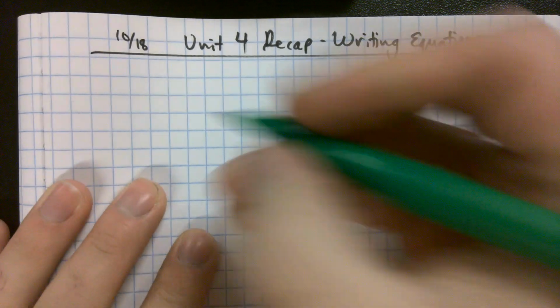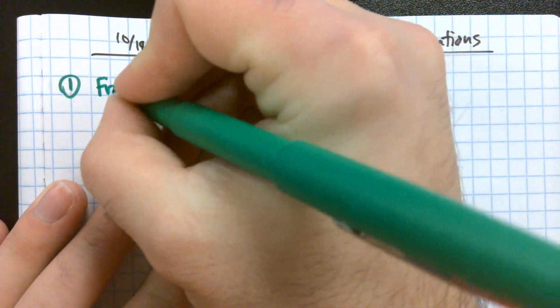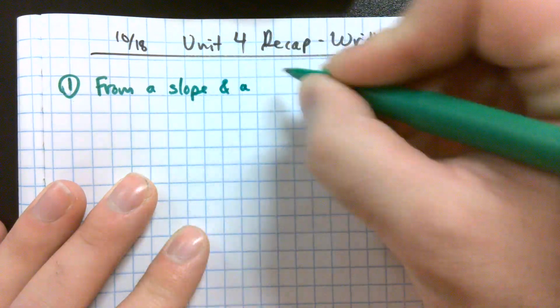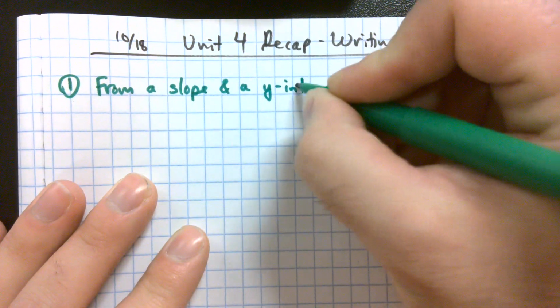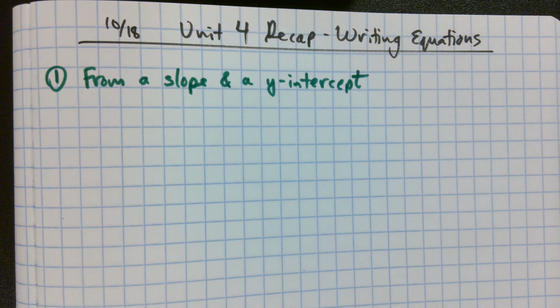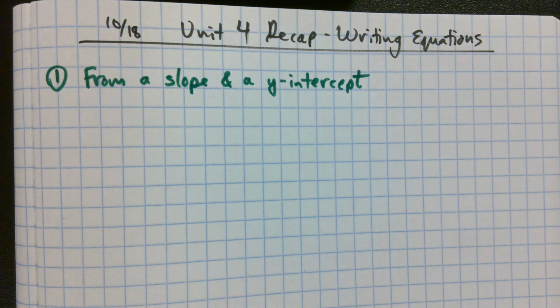So we're going to start with the first way, which is from a slope and a y-intercept. This is by far the easiest way for us to write an equation because we just take the m that we're given, we take the b that we're given, and we plug them in.